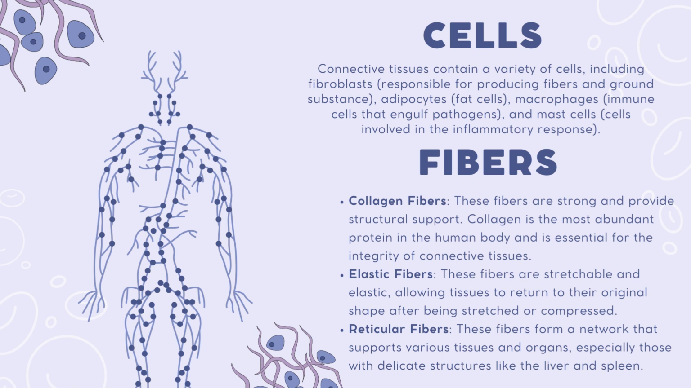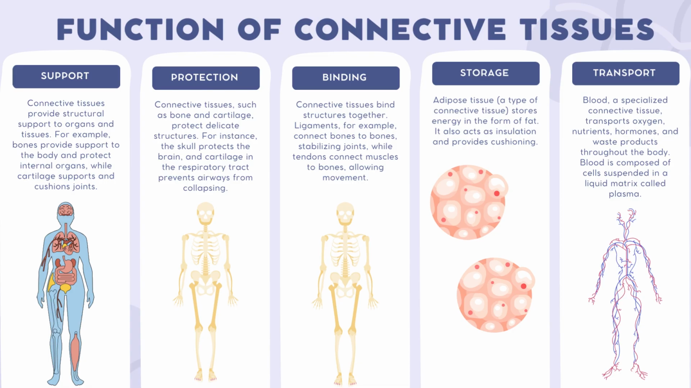Reticular fibers. These fibers form a network that supports various tissues and organs, especially those with delicate structure like the liver and the spleen. So we'll talk more about the different organs in the body as we go into the systems of the body, which ones are considered to be a little bit more delicate than others.